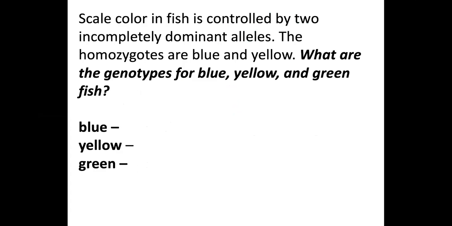All right, so scale color in fish is controlled by 2 incompletely dominant alleles. The homozygotes mean what? The same. They are blue and yellow. So I want you to tell me what the genotypes are for blue, yellow, and green. So blue would be big B, yellow, big Y, and green.